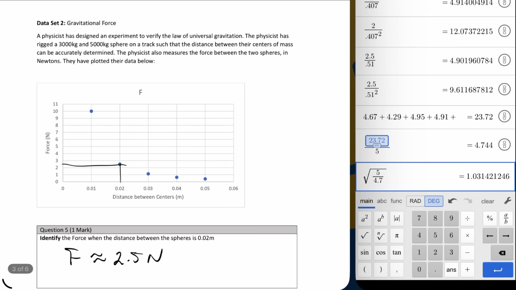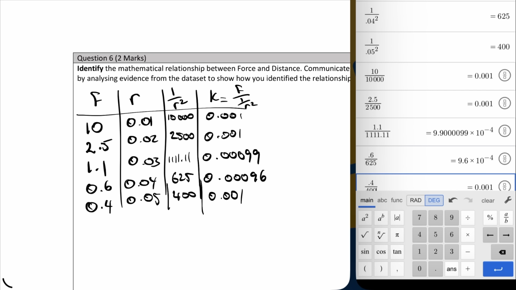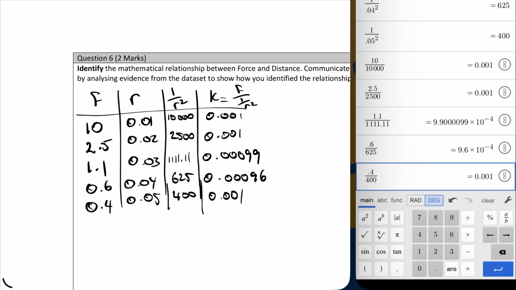Okay, I've plugged all the values in. Just on the right of my screen here, you can see where I've used my calculator to determine what F over 1 on r squared is. You can see that that k is constant. There's a little bit of variation here, which is to be expected given the resolution we read it off the graph with, but it's clearly an inverse squared relationship between F and r. So F is proportional to 1 on r squared, or we could say that force is equal to 0.001 times 1 on r squared.